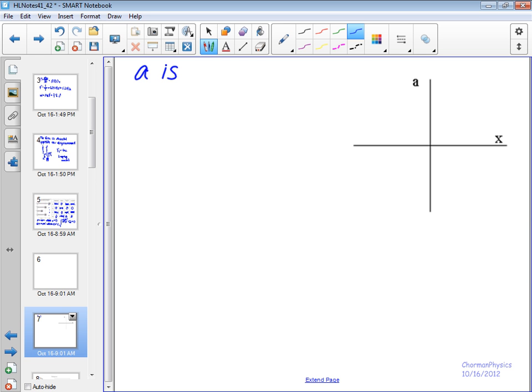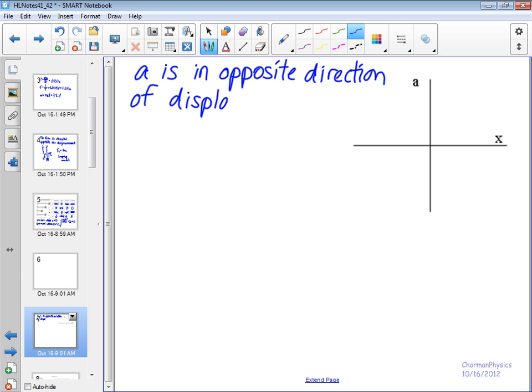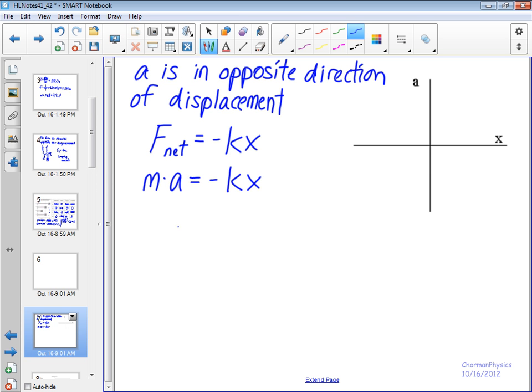Okay? What that second part tells us is that the acceleration is in the opposite direction of the displacement. It's a big point, okay? In addition to the acceleration and displacement being proportional. How do we show that? Well, the net force acting on that mass is only the spring force, which is equal to negative kx. Net force is equal to mass times acceleration, which is equal to negative kx.